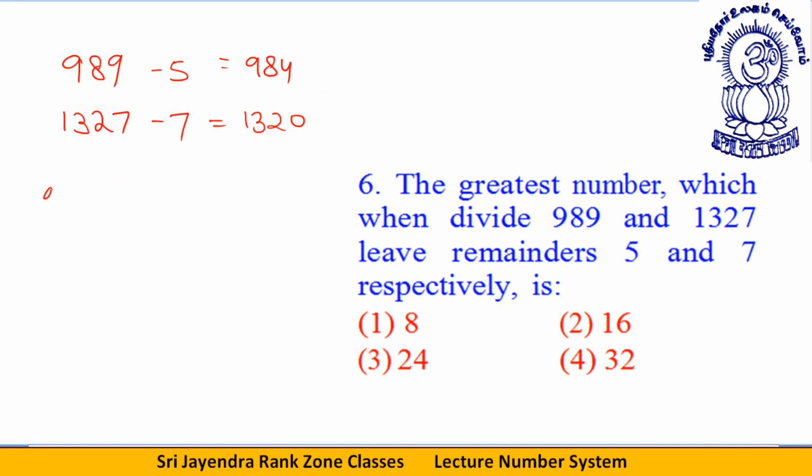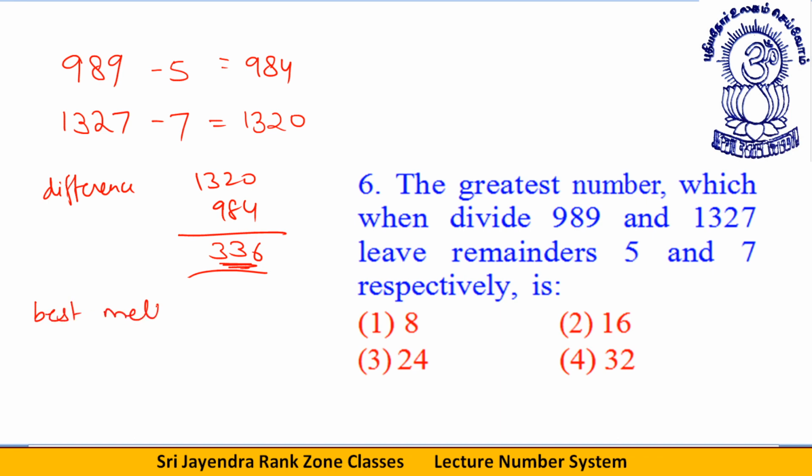Okay, what is the difference? 1320 minus 984. The difference is 336. Now, students, rather than finding the factors of 336, what is the best method? The best method is to check which option divides 336. What I told you, the HCF has to be a factor of this difference.